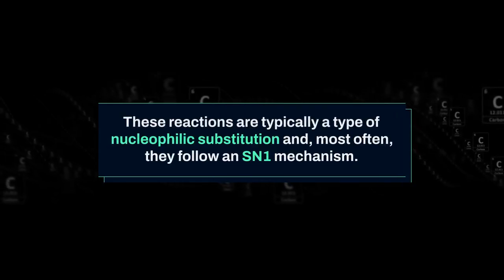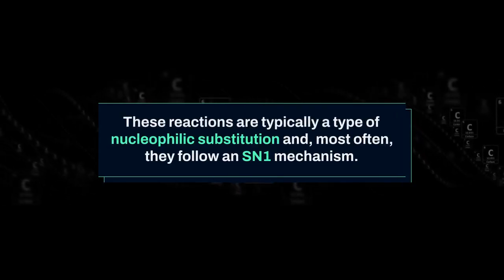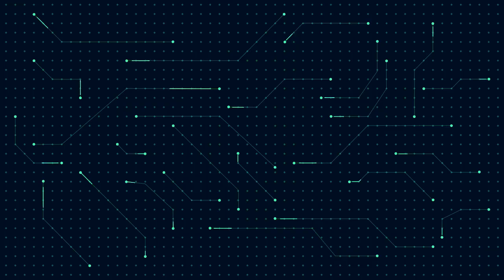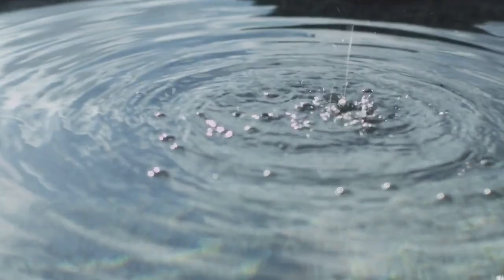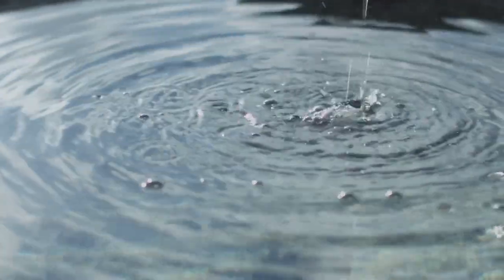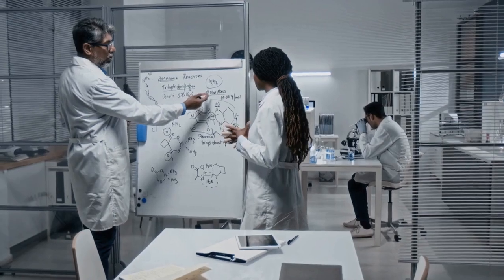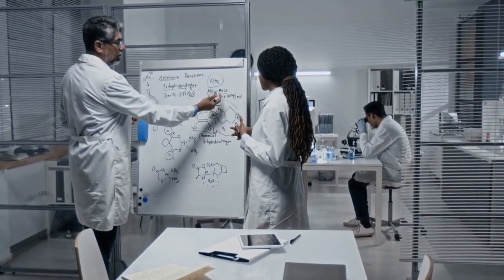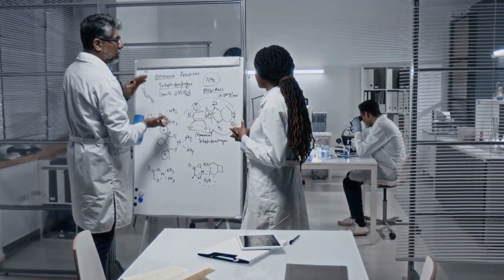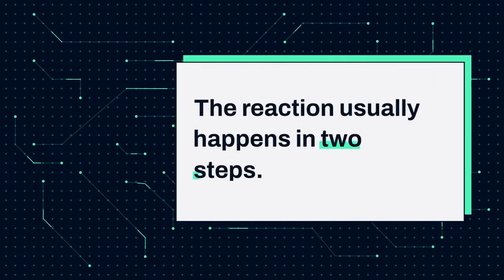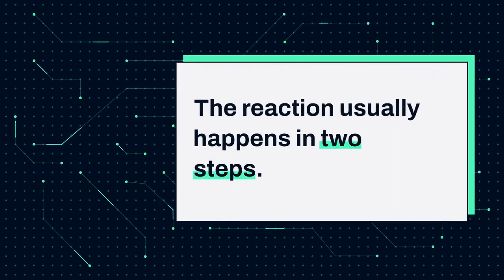These reactions are typically a type of nucleophilic substitution, and most often, they follow an SN1 mechanism. Why SN1? Because most common solvents, like water or alcohols, are weak nucleophiles. They aren't strong enough to just attack a substrate and kick out a leaving group directly. Instead, they wait. The reaction usually happens in two steps.